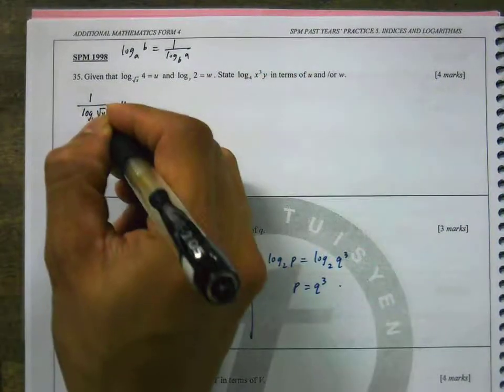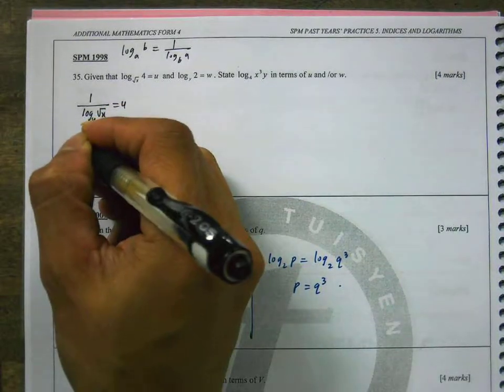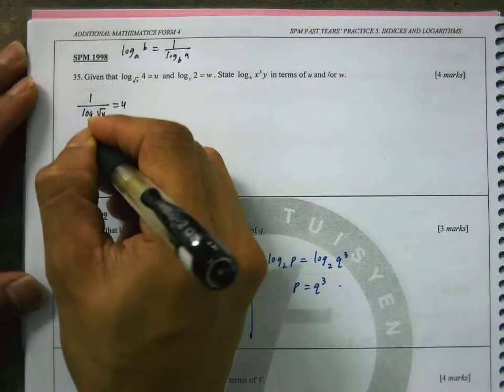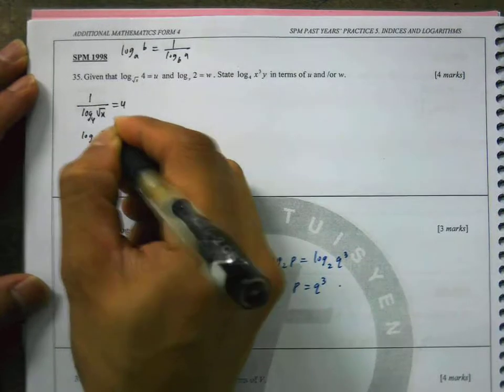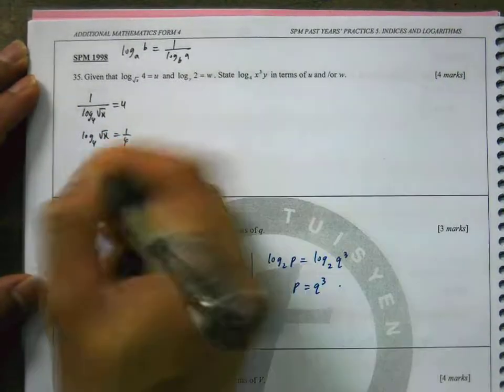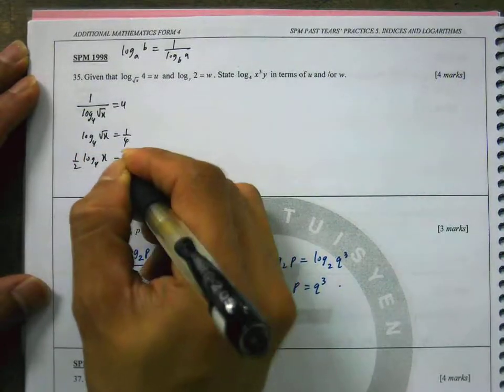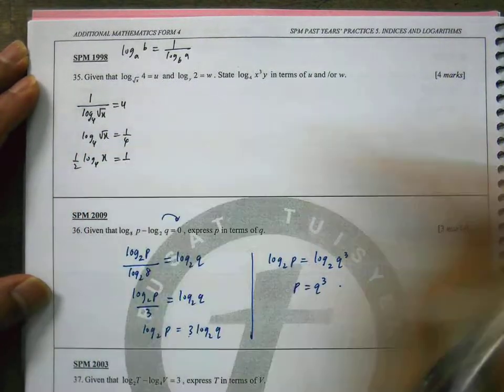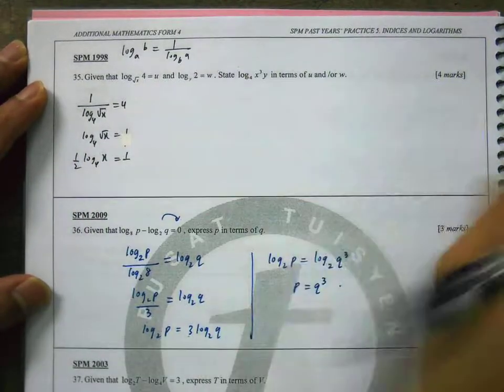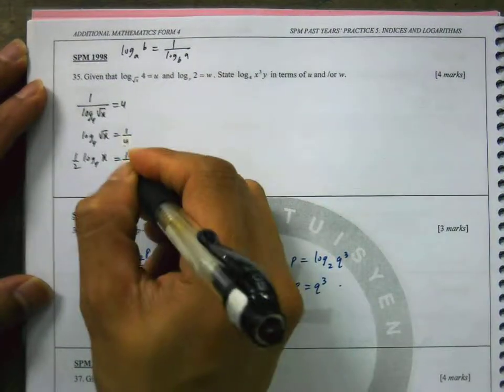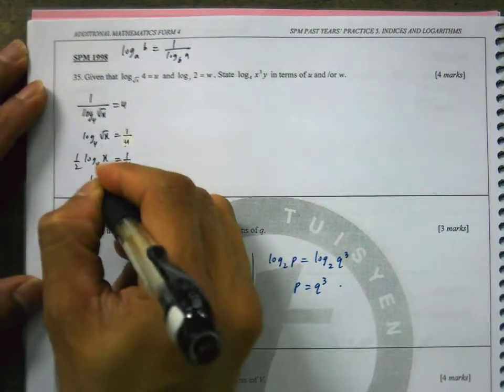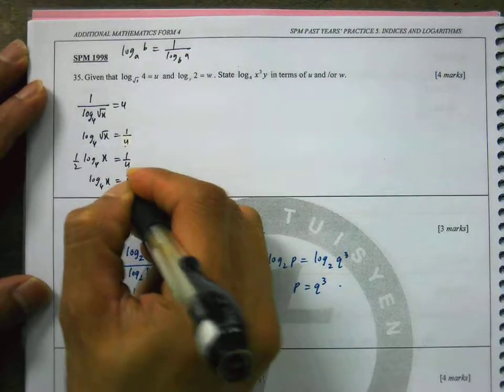And we know that square root means power half. So maybe I invert first. This is now 1 over 4, and log base 4 x, the power half I put in front. This 1 over u, I wrote only 1 over u. So now what I do with the 2, I multiply up. So log base 4 x is 2 over u.